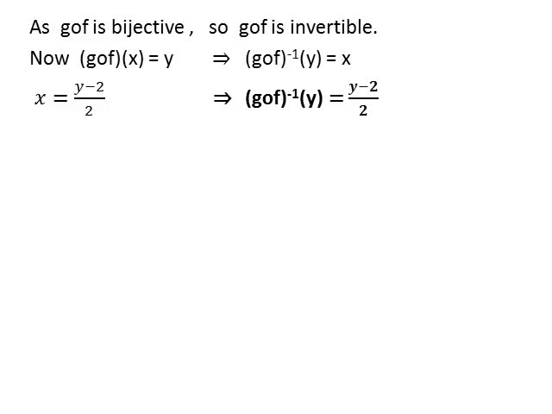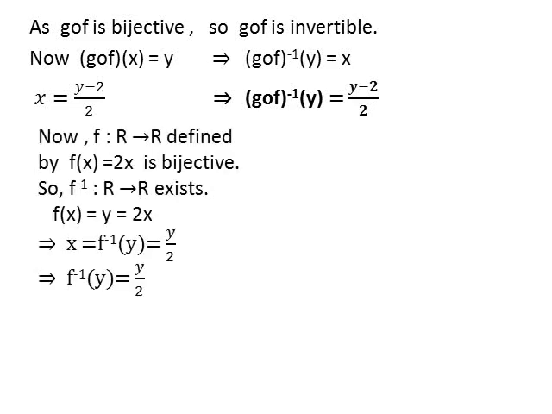Now g of f(x) equals y, it implies that inverse of g of f of y equals x. As x equals (y minus 2) upon 2, the inverse of g of f is equal to (y minus 2) upon 2. Now to find f inverse of g inverse, first we find f inverse and g inverse both. Now f is a mapping from R to R defined by f(x) equals 2x, which is bijective. So f inverse exists. As f(x) equals y, it implies that x equals f inverse of y, and that is equal to y upon 2.